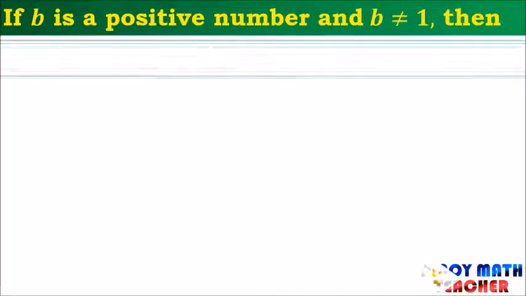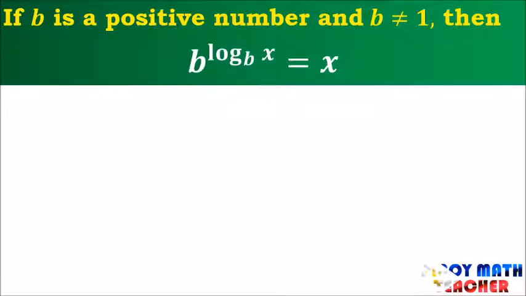Next we have b raised to logarithm of x with base b equals x. So tingnan mabuti. Kapag equal ang base ng exponential expression at ang base ng kanyang exponent na logarithmic expression, automatic na ang magiging sagot ay yung argument ng logarithm. Tingnan ang mga examples ko dito.